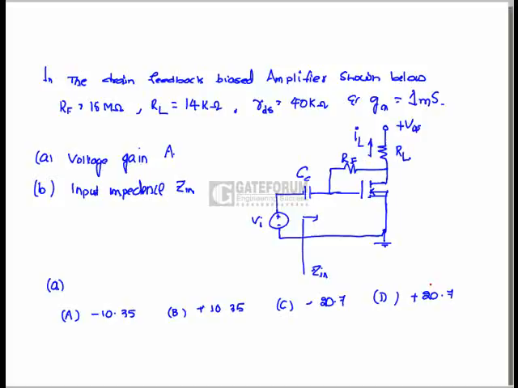Here in part A, we have to find out the voltage gain of a given circuit. So in order to find out the voltage gain, we need to draw a small signal equivalent circuit of the following figure.